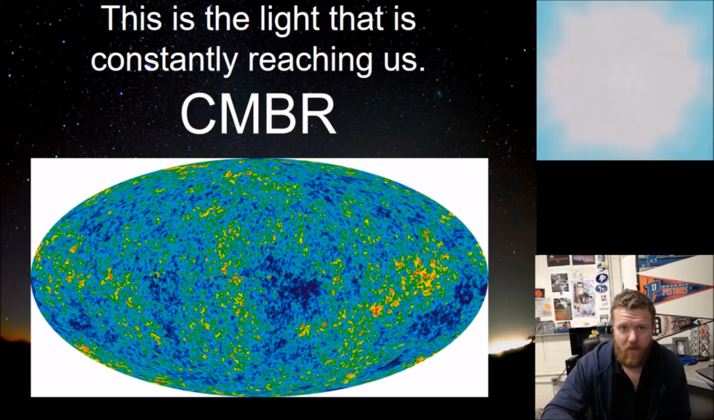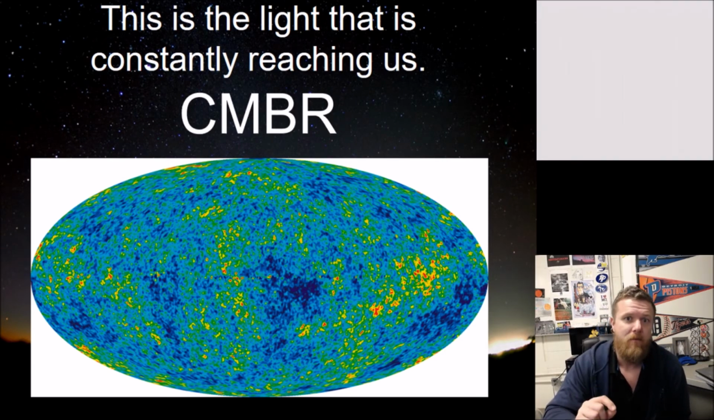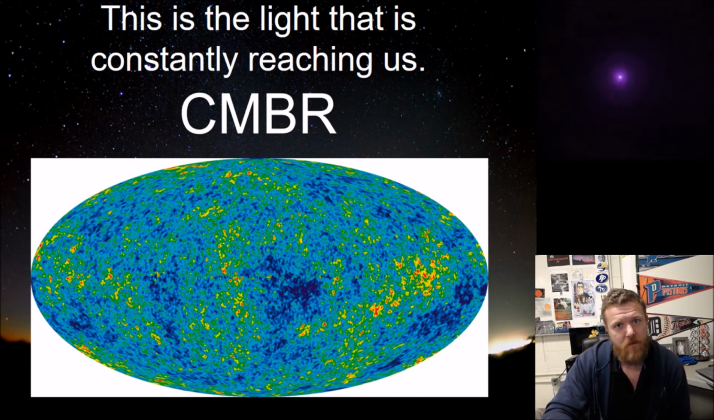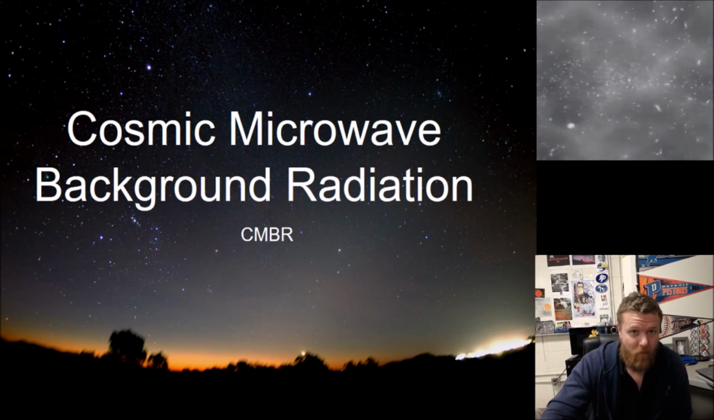This is a picture of light that is constantly reaching us from farther and farther and farther away. This is what's known as the cosmic microwave background radiation, the CMBR, one of the most important discoveries in science. This is that leftover heat from the Big Bang. Let's figure out how we found it.